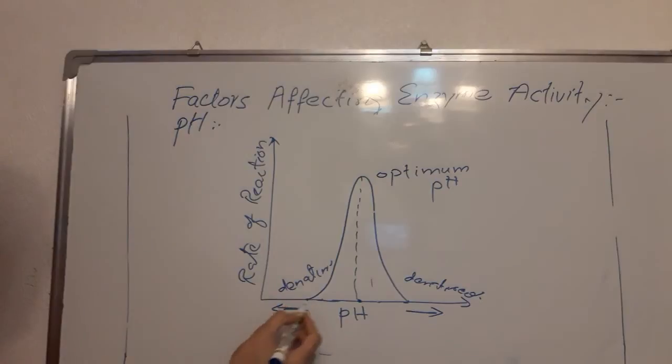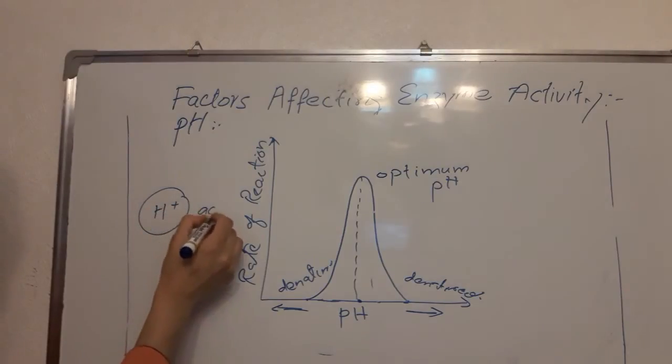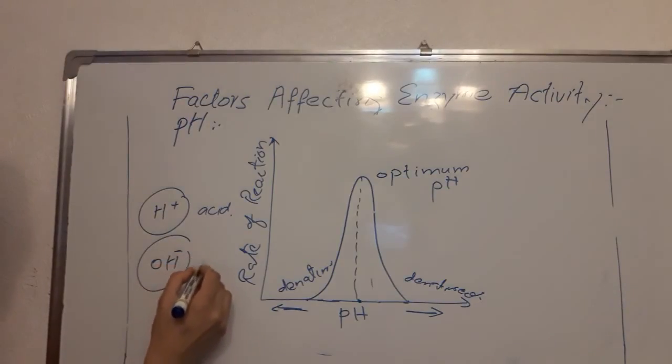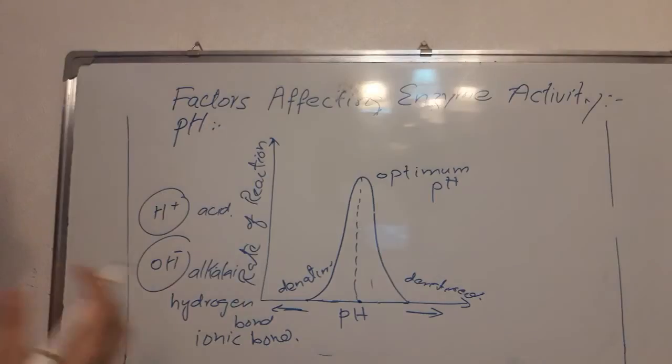So what is actually happening here? If we go below, it means we are increasing the hydrogen ions as in acids, and if we go above, it means we are increasing the hydroxyl ions as in alkali. These ions, hydrogen and hydroxyl ions, actually mess up the hydrogen bonds and ionic bonds that are present in the structure of the enzyme. So now these ions will destroy active sites. Substrate won't be able to bind to the enzyme active site and won't be able to make an ES complex, and the reaction won't be catalyzed.